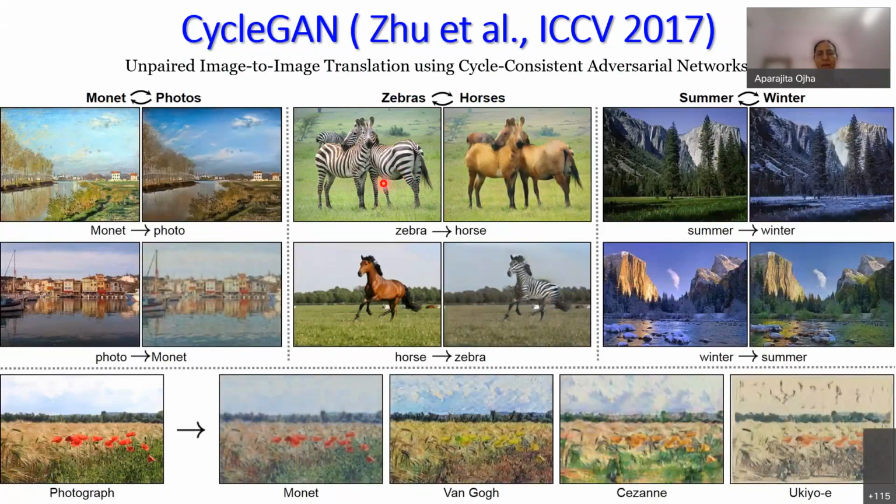For example, it does not have zebra images paired with horse images, but from zebra to horse or horse to zebra, summer to winter, winter to summer, all these things like photograph, Monet, Van Gogh. These are different painters' applications, photo to Monet, Monet to photo. These are different painters who would have painted this scene like this. All this could be generated using CycleGAN.